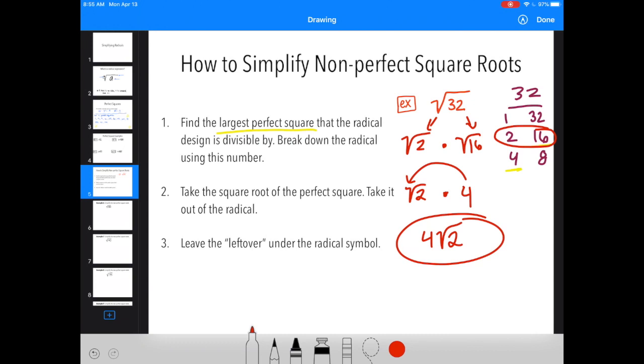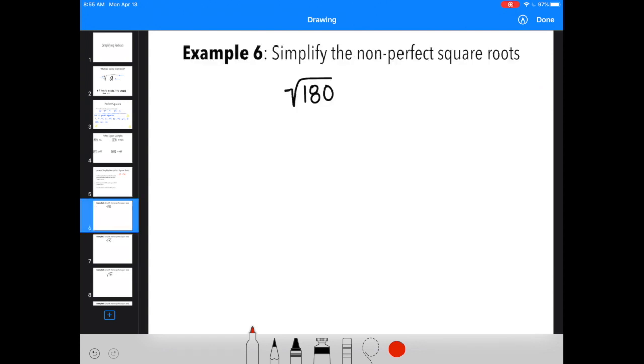So the process for non-perfect square roots: I look at my square root, I identify what perfect square is divisible by that number, I break it up, and then I simplify the parts. I believe this process is best learned by getting more and more practice. So let's look at another example.